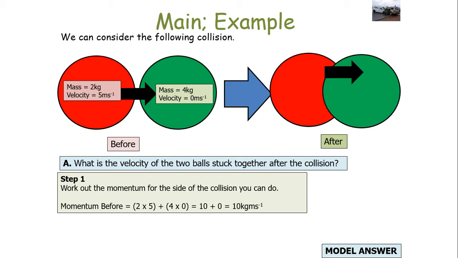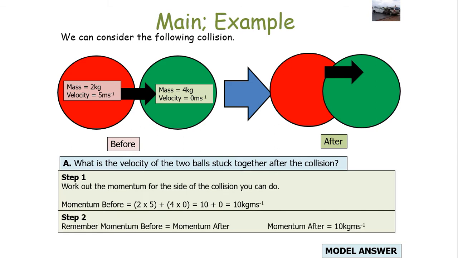So you work out the momentum of object A, 2 times 5, because it's mass times velocity. You work out the momentum of object B, it's 4 times 0, mass times velocity, so it's 10 plus 0, so the momentum before is 10 kilogram meters per second. Then remember step 2: momentum before a collision equals the momentum after a collision for the total system. So before, the total momentum was 10 kilogram meters per second, afterwards it'll be 10 kilogram meters per second.